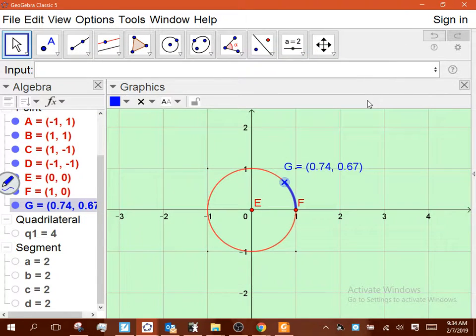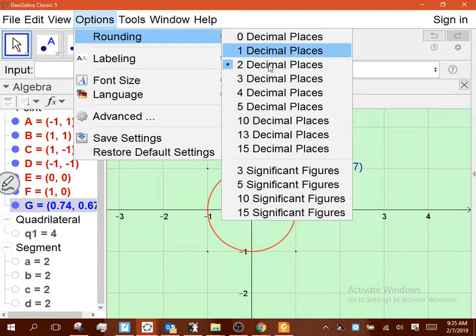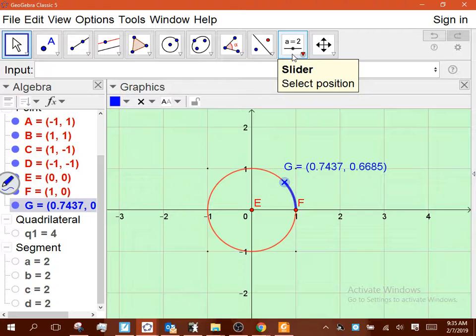All right, so 0.74, comma 0.67, and obviously it's probably not going to be whole numbers, because it can't be any bigger than 1 or negative 1, for either x or y. But because that point is on the unit circle, I should be able to take 0.7437, square it. Take 0.6685, square it. Add those two numbers together, and what should it give you?